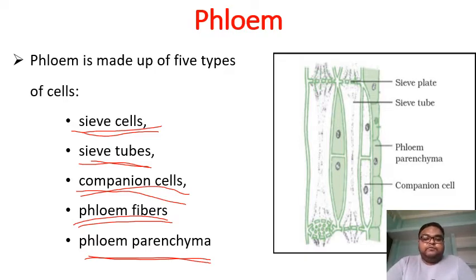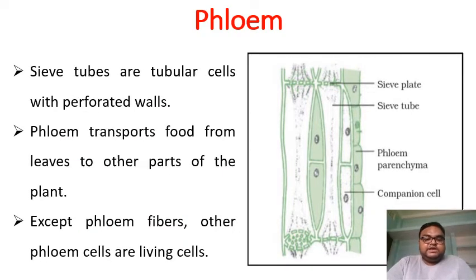So, phloem is made up of how many types of cells, students? Yes, phloem is made up of five types of cells: sieve cells, sieve tubes, companion cells, phloem fiber, and phloem parenchyma. Right, students? Let's proceed forward.